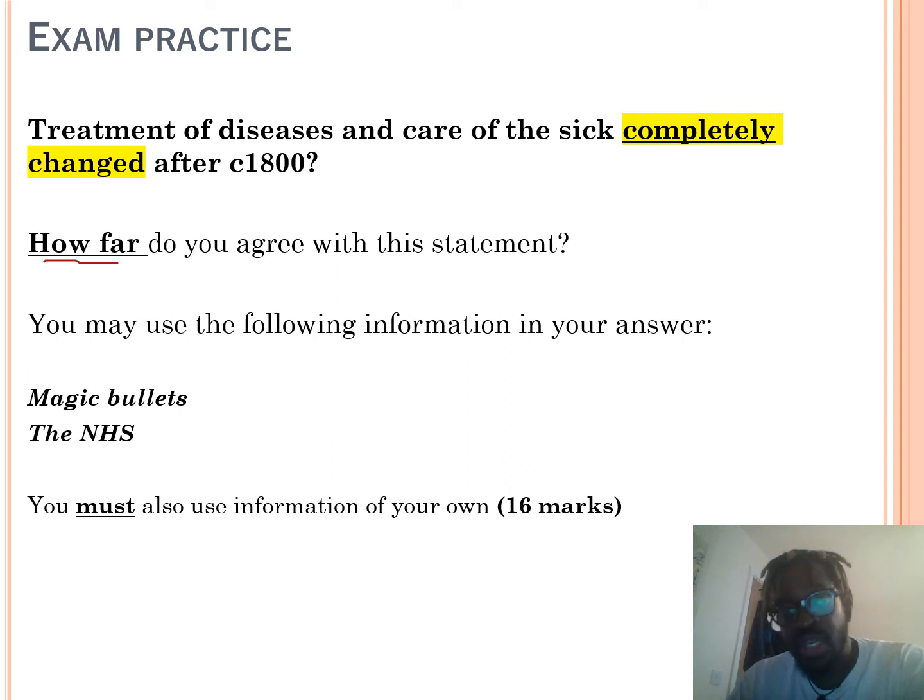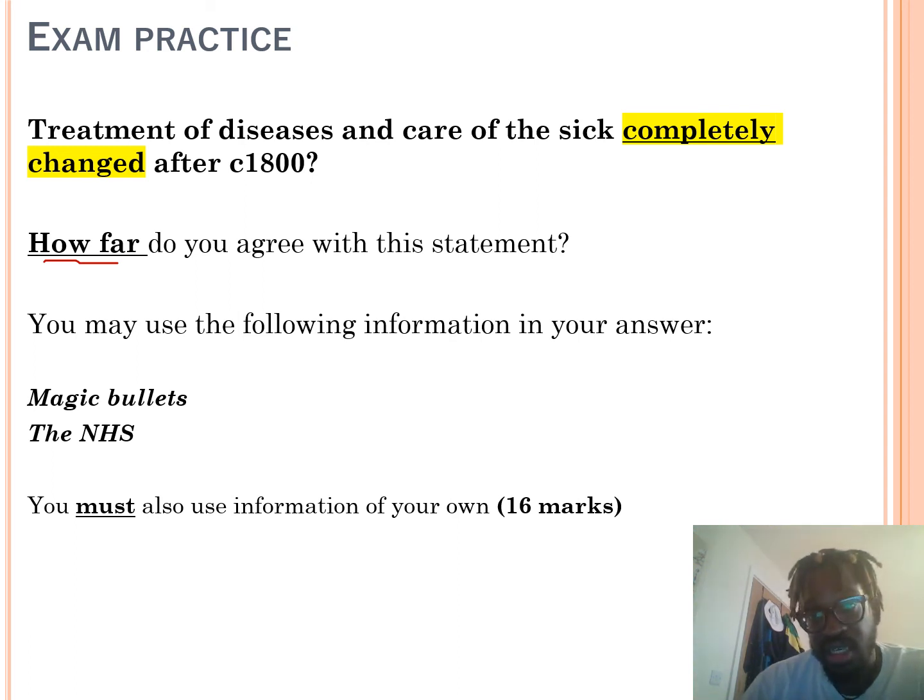So I want one paragraph where you're agreeing with the statement: point, evidence, explanation, always link back to the question, therefore this shows that there was complete change because, and then one paragraph where you're disagreeing with the statement. Because some people ask how do I do this again, you'd start off by saying, in some ways I agree, or I agree with this statement to a great extent. Treatment of diseases and care of the sick completely changed after 1800 because of the introduction of the NHS, you might say. The NHS allowed etc.